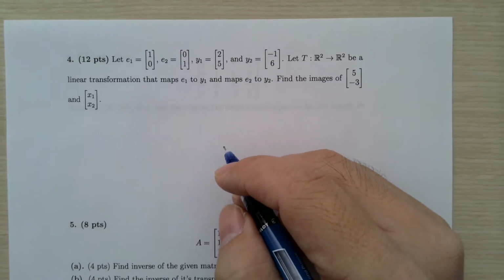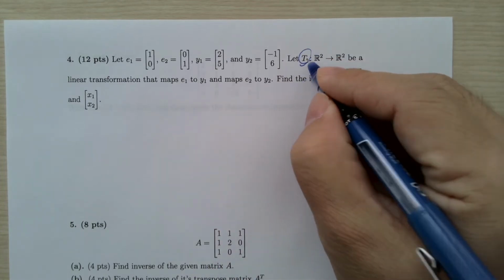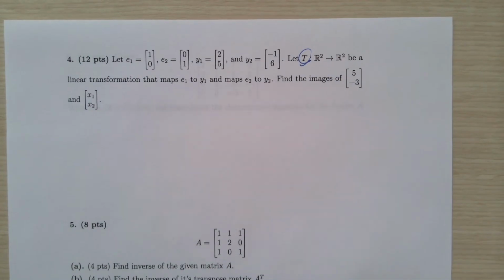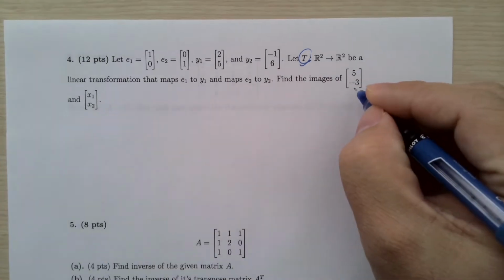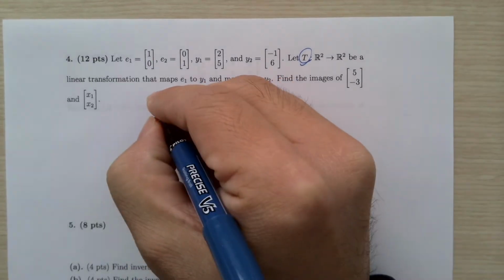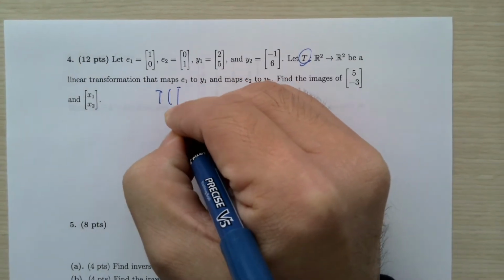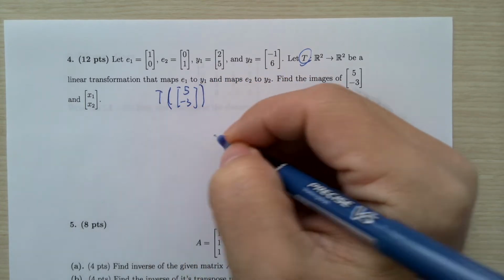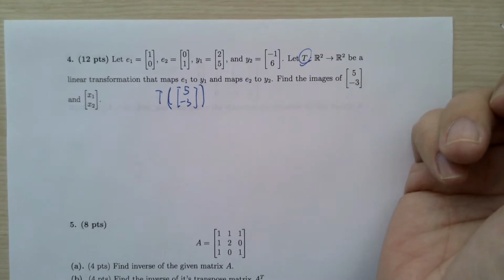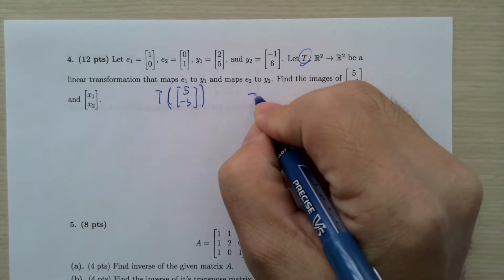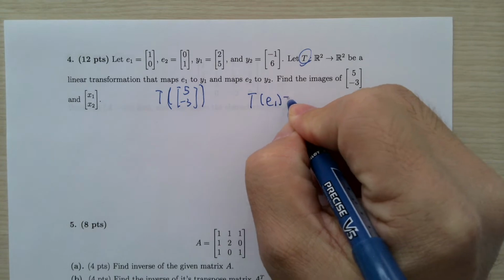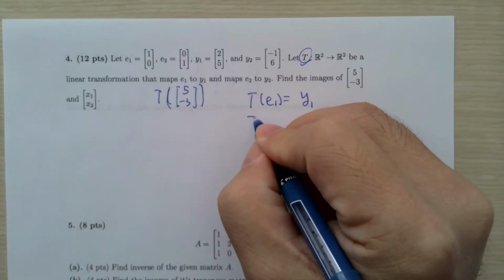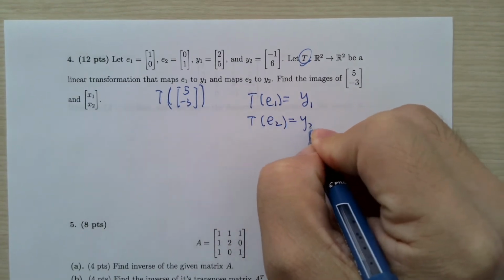So first of all, T is a linear transformation, okay? We are actually looking for, what is T of (5, -3)? And then what is T of (x1, x2)? What we already know here is T of e1 equals y1, T of e2 equals y2.